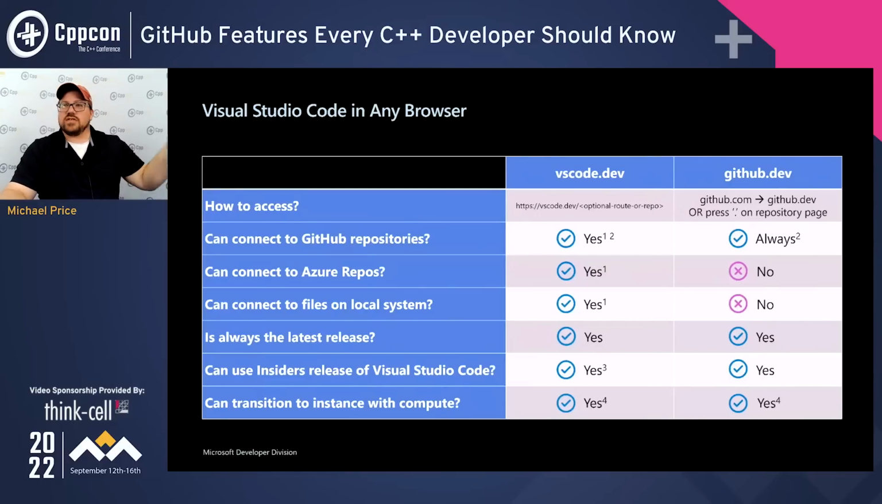Here's a chart of the things that they can do. So the real difference: there are a lot of questions I've seen, and I've had questions too, about what should I use, VSCode.dev or GitHub.dev? What does one get me over the other?